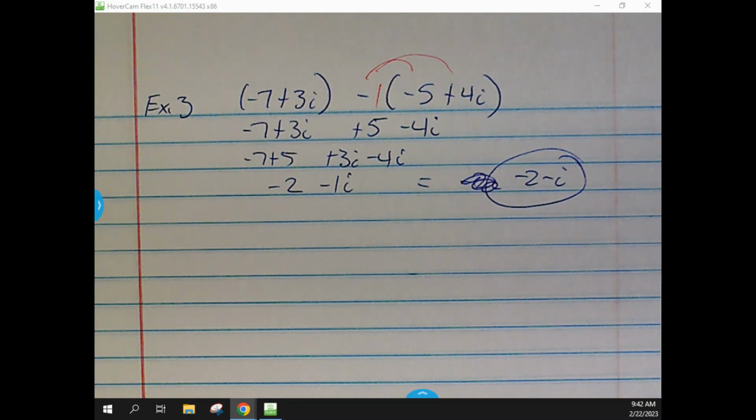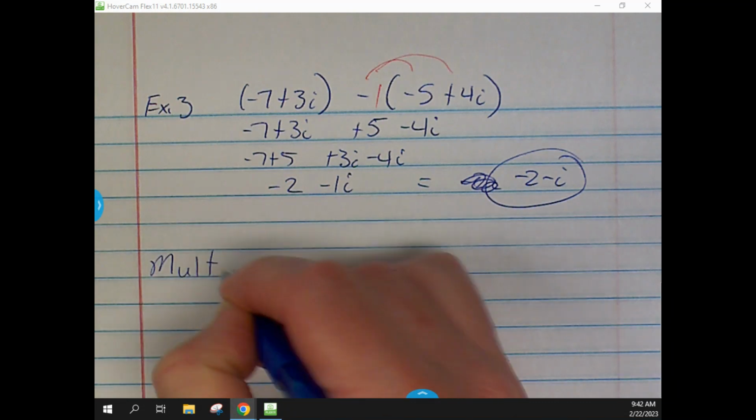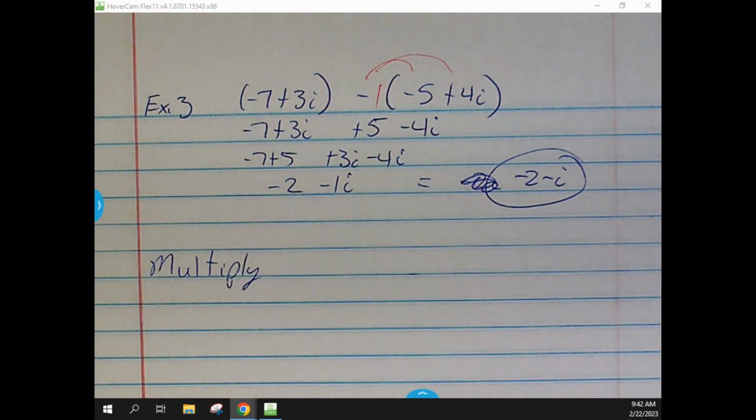All right, then the last thing for today, and this week we'll do this, and then tomorrow we'll come back in and work on complex numbers just a little bit more. We're going to multiply complex numbers.